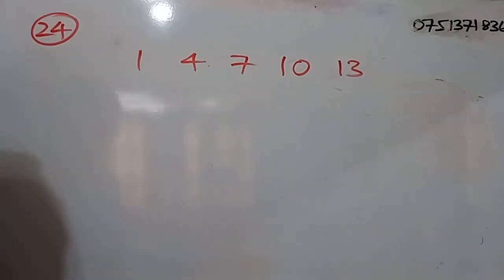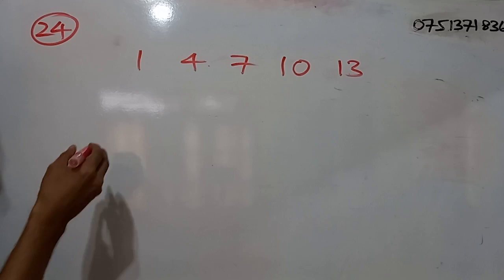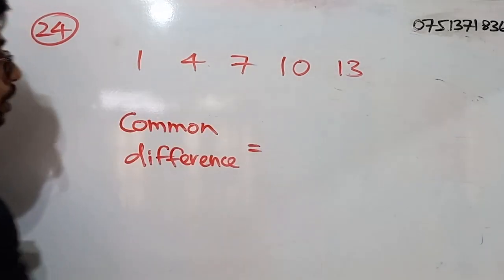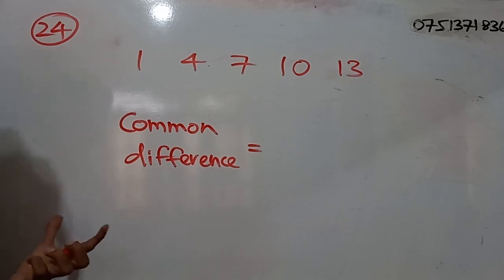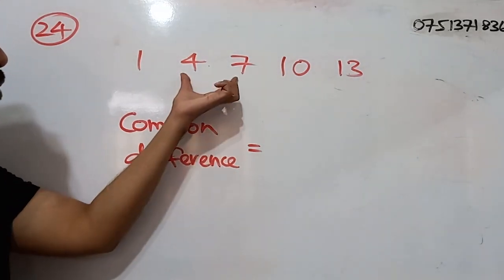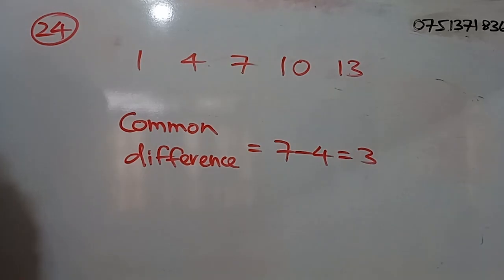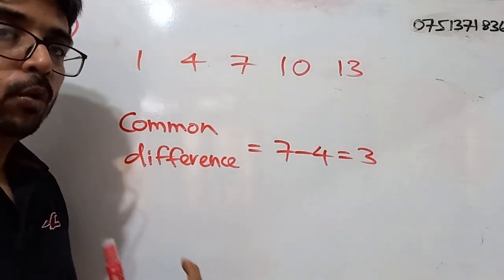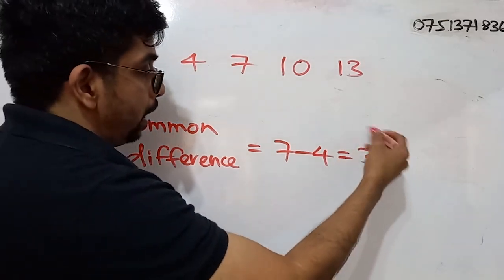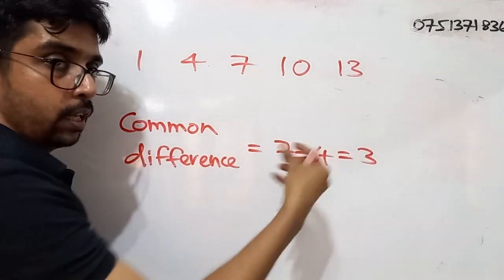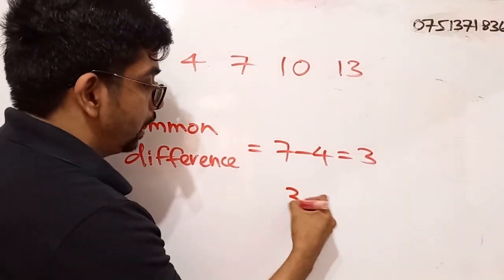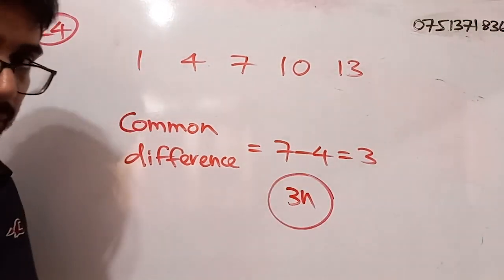Question number 24. We have been given this expression. We need to come up with the general term. So the first thing is we need to calculate the common difference. Right? So what's a common difference? Take any two consecutive numbers, then calculate the difference. So I'm going to pick 7 and 4. So what's the difference? 7 minus 4, we get a 3. Right? So we know when we talk about the general term of a number sequence, there is always a term which is followed by n. So here we got the common difference as 3. So the term with the n is 3n. So one part is done.